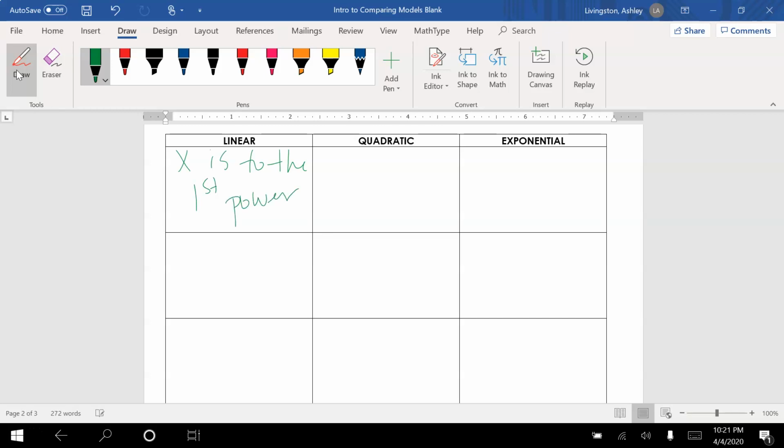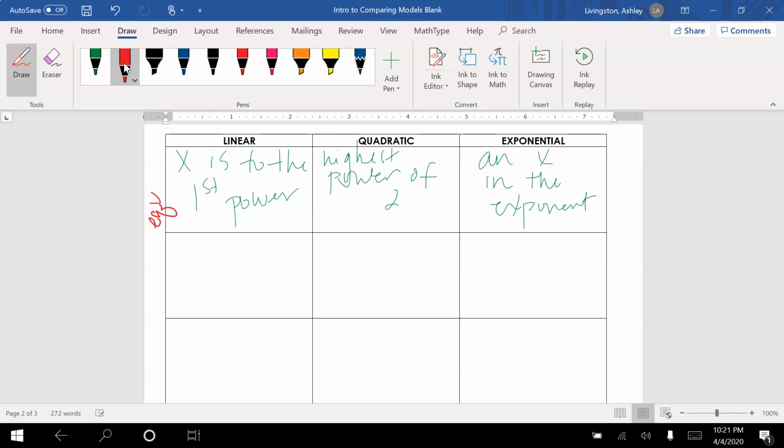In the equation, right? We would know that it's quadratic if it had a highest power of 2 in the equation, and we would know that it was exponential if it had an x in the exponent. Okay, so again, I'm going to make a little note here. This is all about the equation.